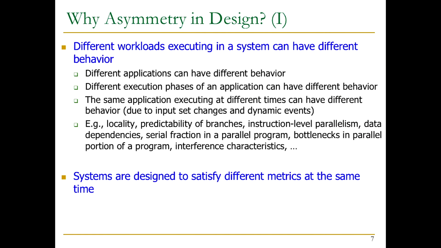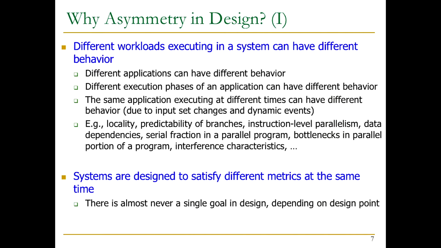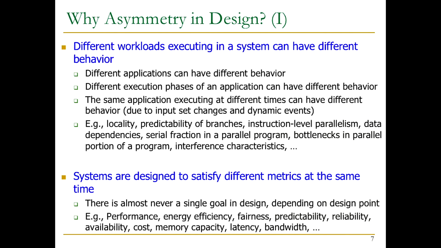Okay, and the second reason for asymmetry is that systems are designed to satisfy many different metrics at the same time. Actually, today, there's almost never a single goal in design. You're really trying to juggle between multiple different goals to achieve a design point that makes sense for your product. So these are some of the design goals: performance, efficiency, energy, fairness, predictability, reliability, availability, cost. And usually, you want to satisfy some of these metrics to some degree.